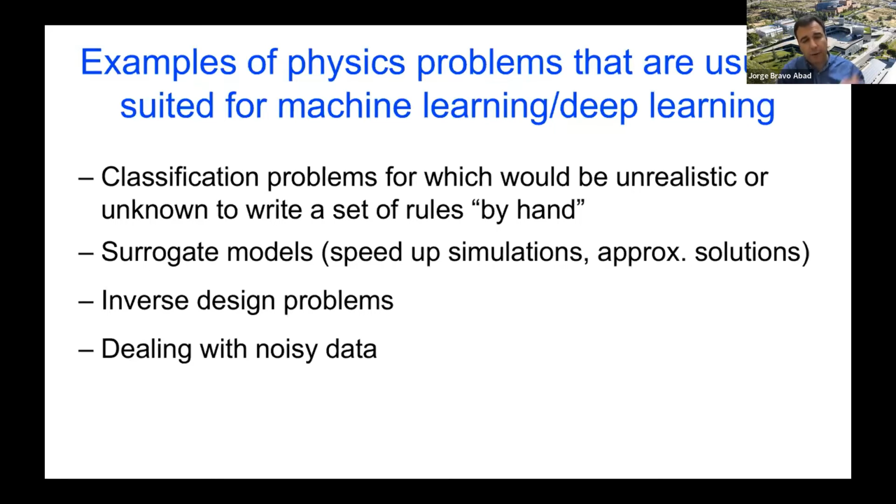And also a fourth category is dealing with noisy data. Essentially, deep learning, or actually machine learning in general, can be very efficient at dealing with noisy data because they can see through the noise what's essentially going on.